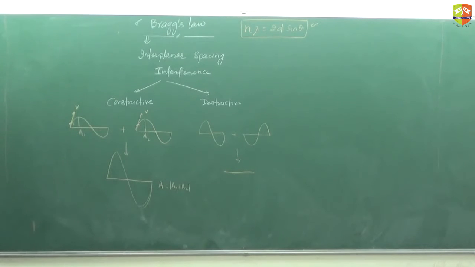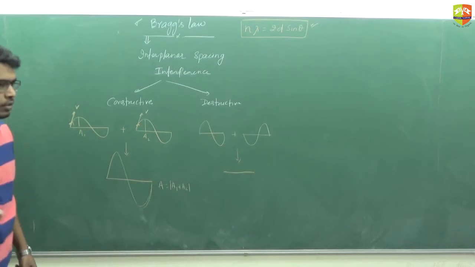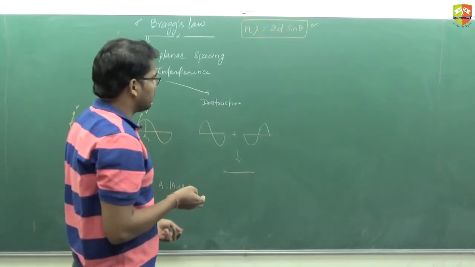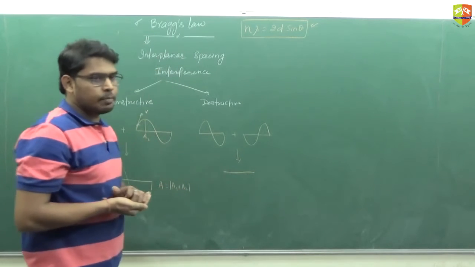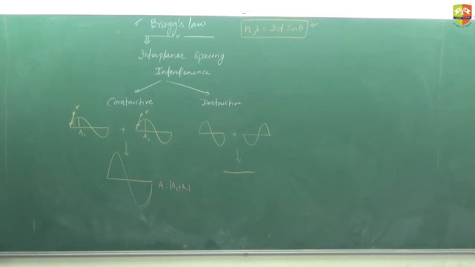Okay, what is diffraction? This is interference. Can you say it is the bending of light? See, wave has two properties, interference and diffraction. Interference we have discussed, constructive and destructive. We have the use of this interference only. Diffraction is nothing but the bending of light.